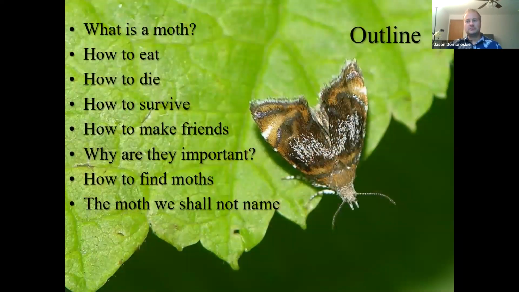Here's how we're going to do this presentation. We're going to start with what is a moth, just so we're all on the exact same page. We're going to cover the 4 F's of insect behavior: feeding, fleeing, fighting, and reproduction. Then we're going to talk about why we should care about moths. Why are they important in the environment?